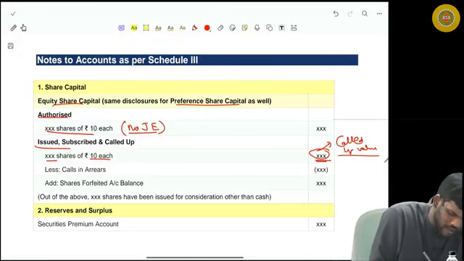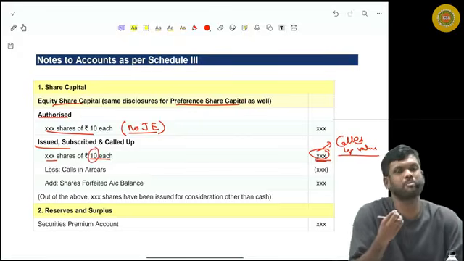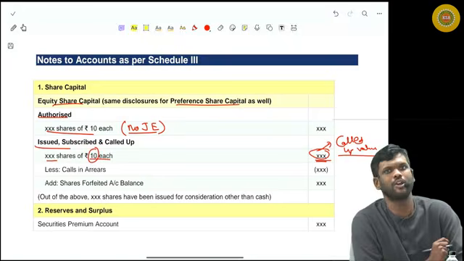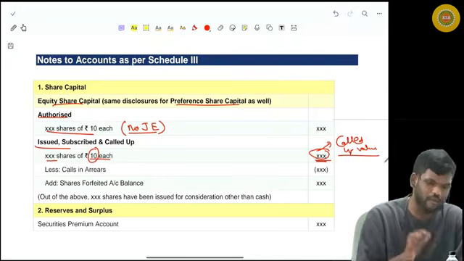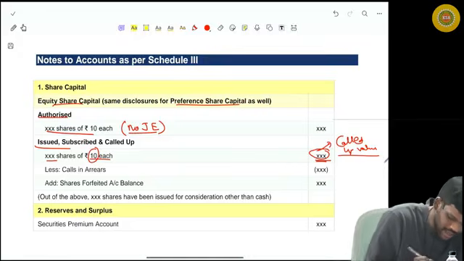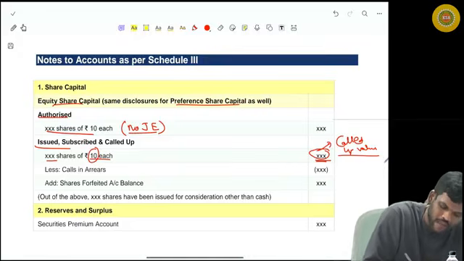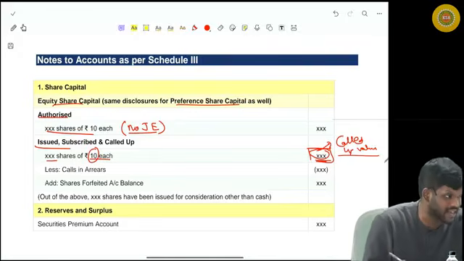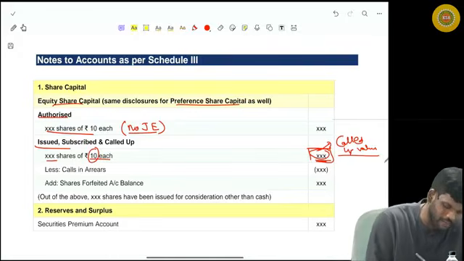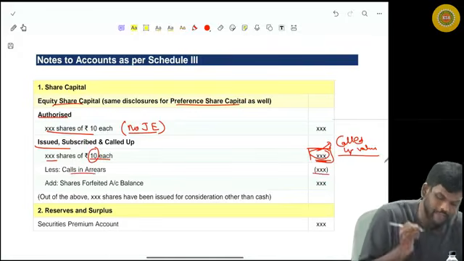If you have fully called up, it will be 10 rupees. But if it is partly called up, sir, I have called up only 8 rupees or I have called up only 5 rupees. In that case, however much amount you have called up, write that there, and that number of shares into that amount called up will give the total called up value. And if there are any calls in arrears, that means the amount that has not been received, those calls in arrears should be subtracted.